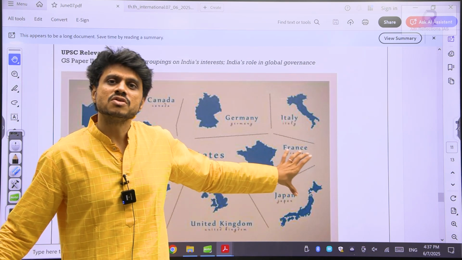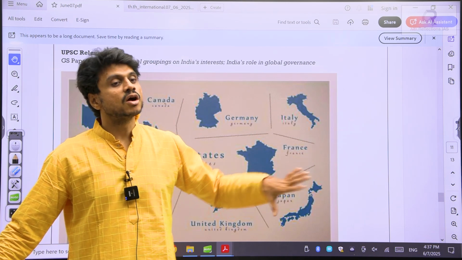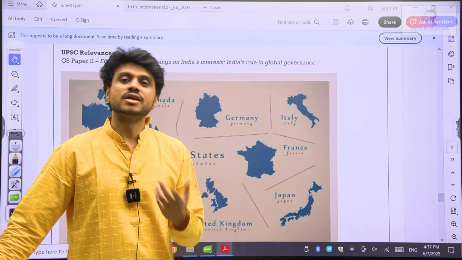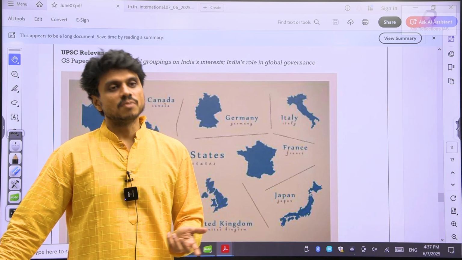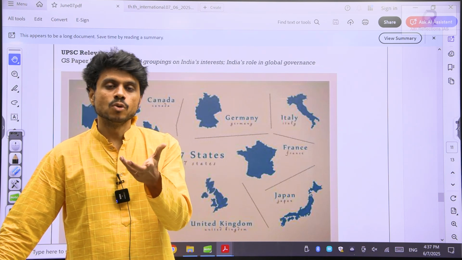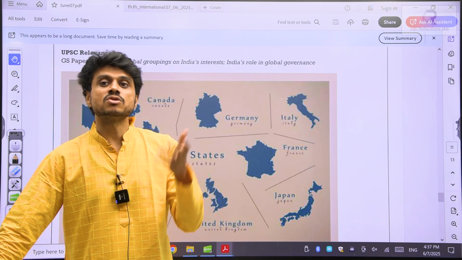So initially only the G7 used to sit and discuss. Then they realized there are many emerging economies. Not including them will not bring any kind of clarity. If some person is contributing a lot and you don't include them, then no meeting is fruitful, right? So that's why from G7 they started off the G20.